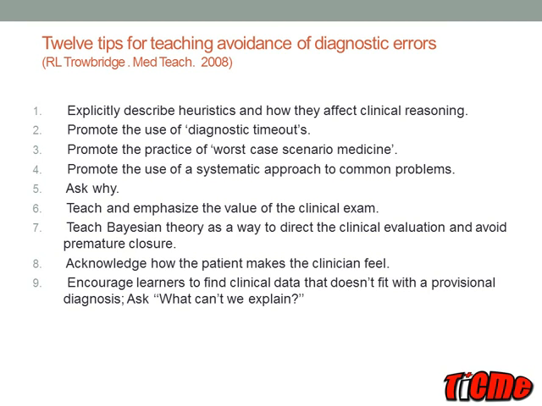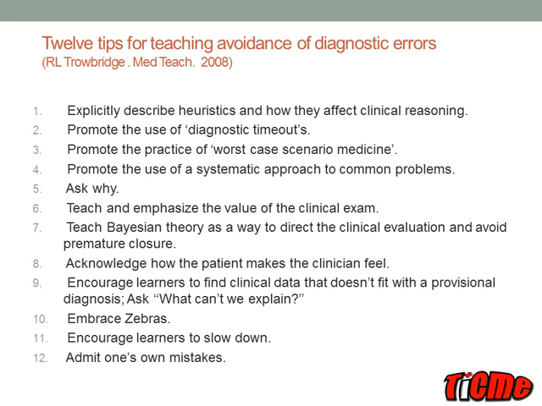Acknowledge how the patient makes you feel to try and get rid of some of those affectual or emotional error types. Encourage learners to find clinical data that doesn't fit with the provisional diagnosis. So instead of looking at the information you've got and saying it all fits, I'm happy, ask what doesn't fit, and you might come to a differential diagnosis that's more accurate. Embrace the zebras. Don't chase them around your department forever, however.